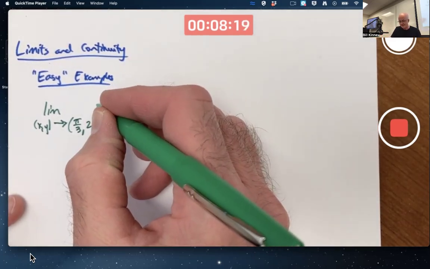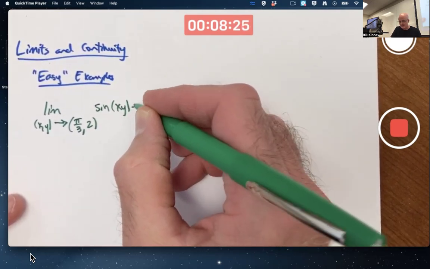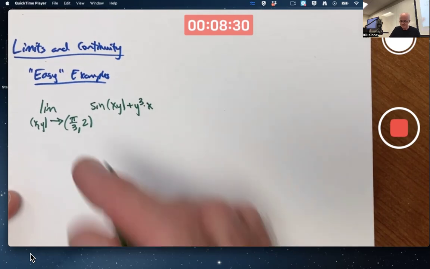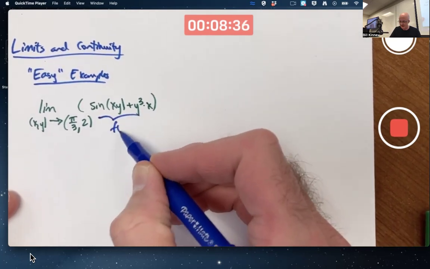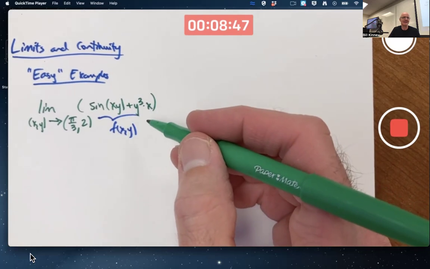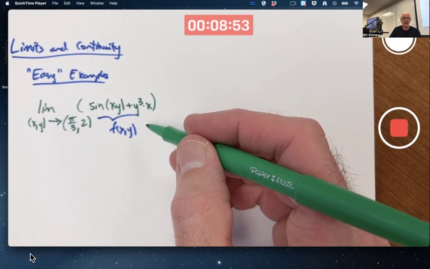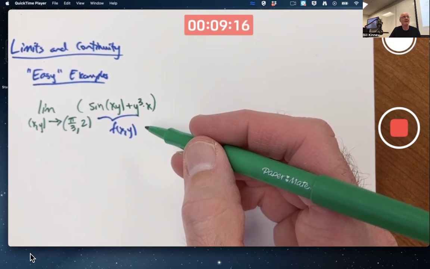Let's make the function be, how about sine of x times y plus y cubed times x. So there's my function of two variables, f of x, y. If I asked you, is this a nice function of two variables? I hope you'd say, it doesn't involve dividing by 0 evidently anywhere, and it doesn't involve square roots of negative numbers. The domain of this includes the entire plane. x and y can be any point in the plane. Nothing too weird is going on.